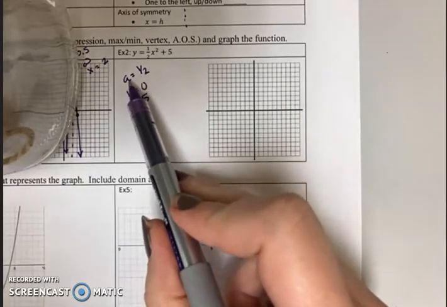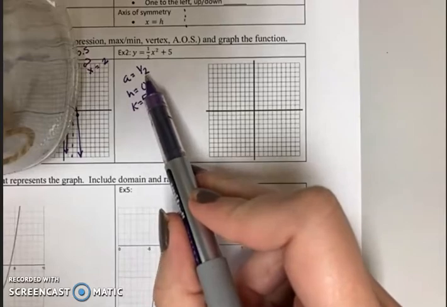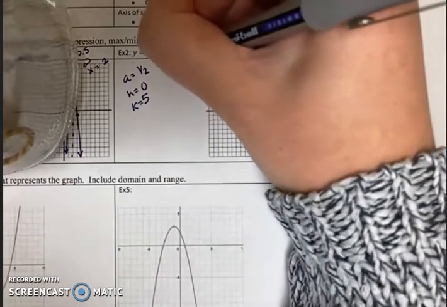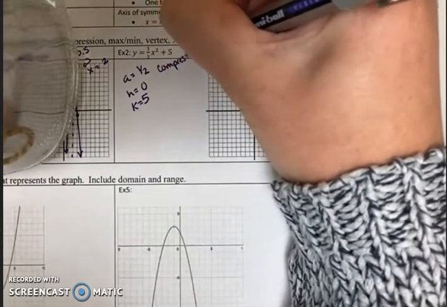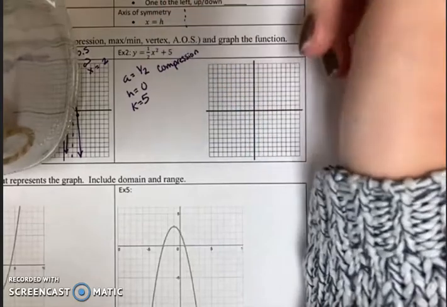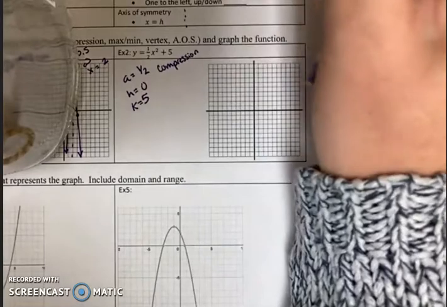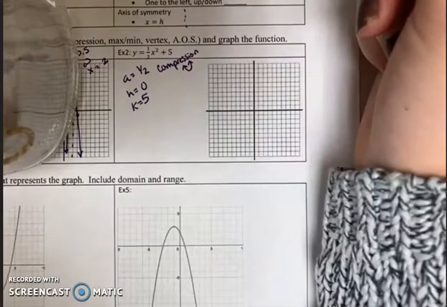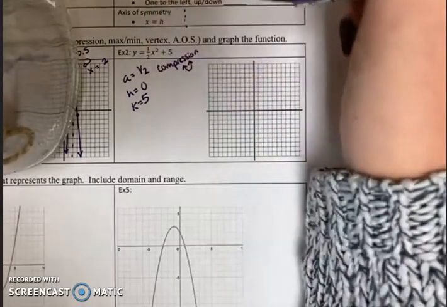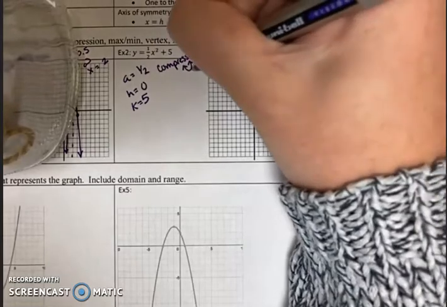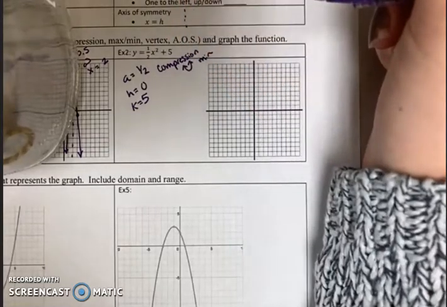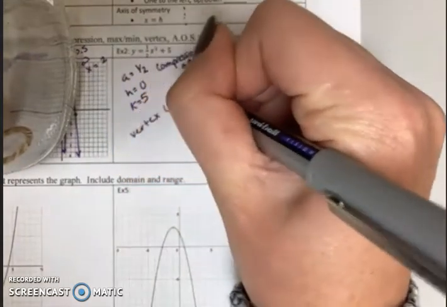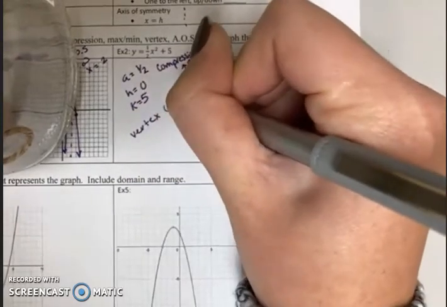Going in order, the a being 1/2 tells me two things. The first thing it tells me is that it is going to be a compression. I say that because 1/2 is between 0 and 1, meaning our graph is going to look wider. It also tells me that it's opening up because the a was a positive number, and if it opens up, I'm going to have a minimum. That minimum is our vertex, and the vertex is always in the form h comma k, so it's at 0, 5.